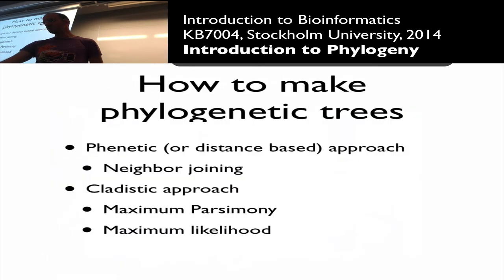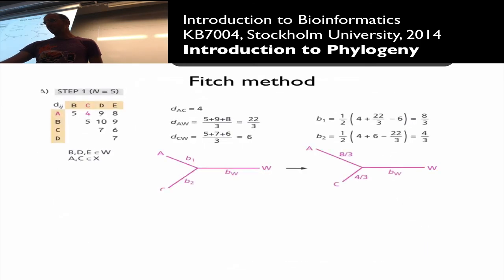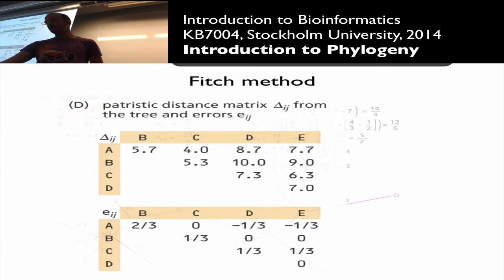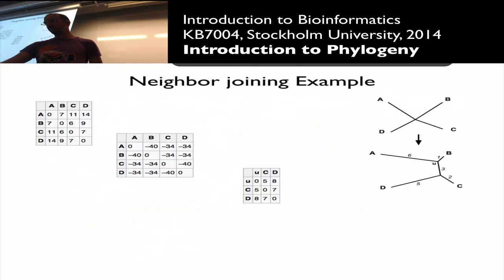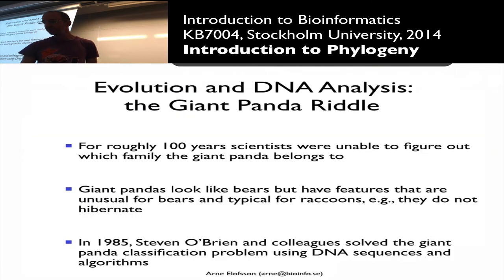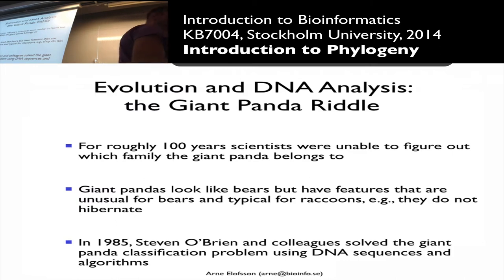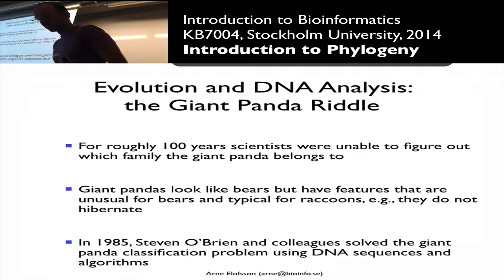And as I already mentioned before, one of the first uses of these kinds of trees was to solve this giant panda riddle that I will come to in a second. I don't know how big a riddle it was before my time, but there was at least one. People wondered where the giant panda belonged in the phylogeny. That was maybe not clear from studies, because they look like bears, but have features that are unusual for bears, and typical of raccoons, and do not hibernate. So it's 85. This is before the genome project, of course, but it's quite late, because we have known about DNA structure for 30 years earlier.